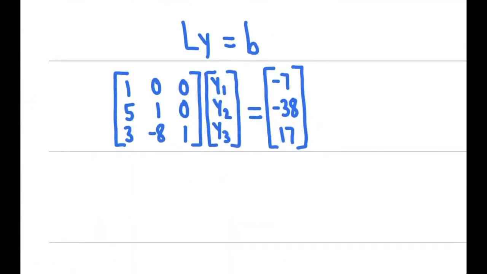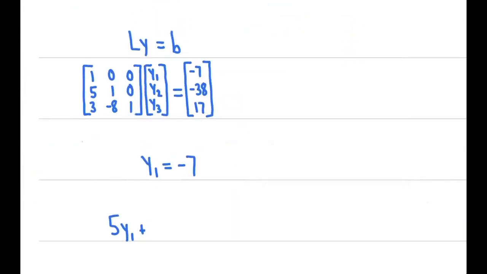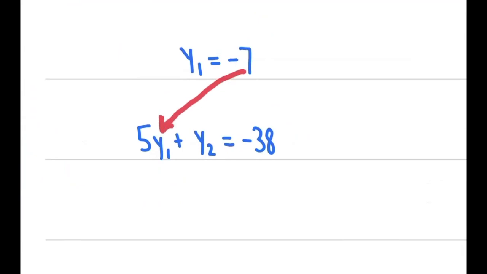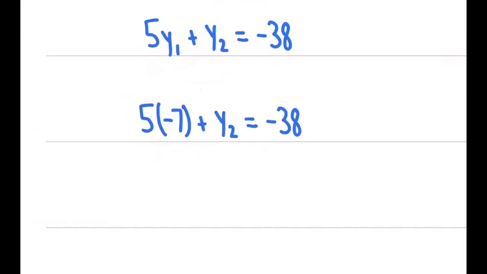Okay, so now we have a system of equations. We're going to use forward substitution here. It's forward substitution because we're going to start at the top. So if you multiply, you're going to get 1y1 is negative 7. So that just means y1 is negative 7. And then over here we have 5y1 plus 1y2, so just plus y2, that equals negative 38. We know y1 is negative 7, so we have 5 times negative 7 plus y2 equals negative 38. And if you solve for y2, you're going to get negative 3.